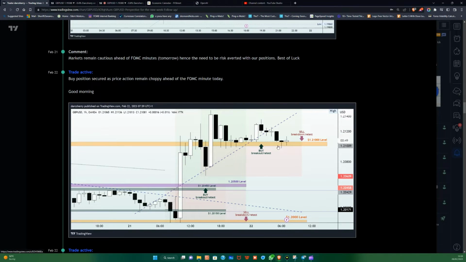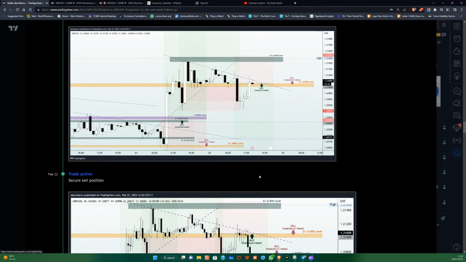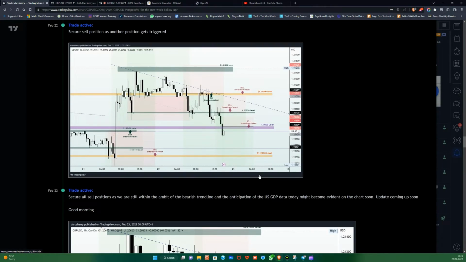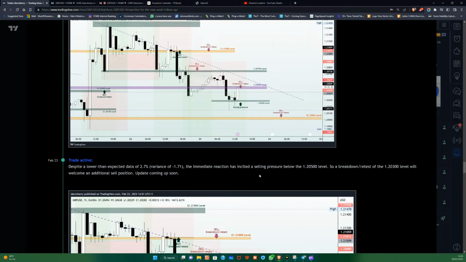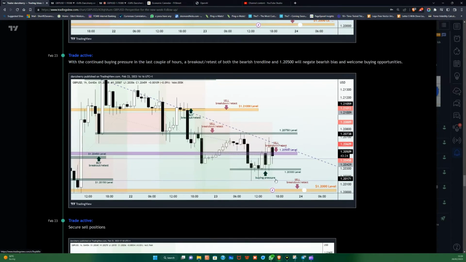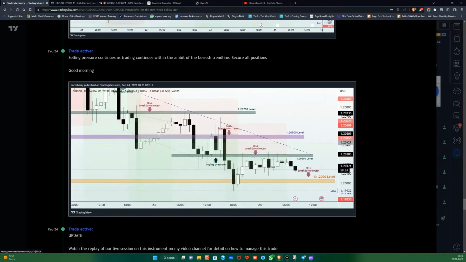Then what happened during the FOMC? I think prior to the FOMC, we saw the breakdown of the 1.21, and it was at this point the market continued to nosedive to the downside, and we were able to add some more positions. Yeah, I think we had about five positions on the GBP USD as we continued to sell at breakdowns of significant structure. As you can see here, we continue to add more positions.